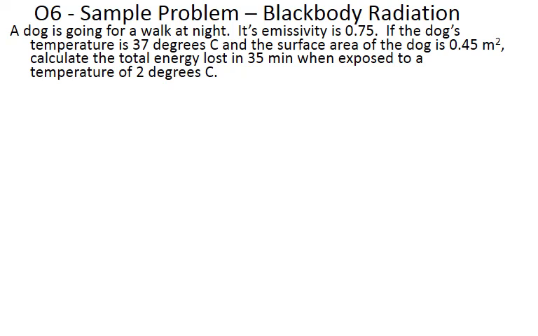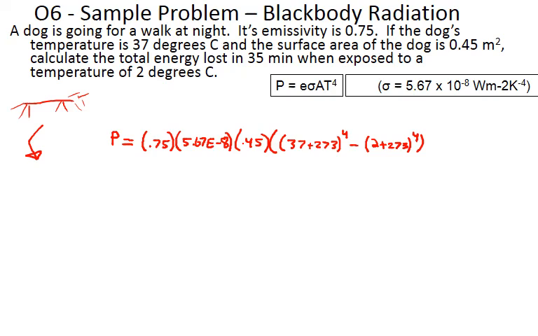So let's say that we have a dog that is out at night. The emissivity of the dog is 0.75. The temperature of the dog is 37. The outside temperature is 2. And in this one, we want to figure out the total energy loss in 35 minutes. So here's our dog, and we can write this out.